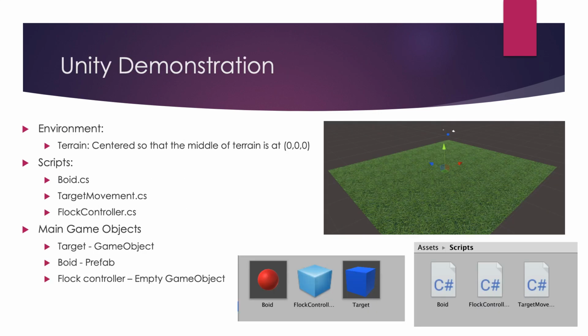Now, for Unity, the environment that I decided to use was a regular terrain. It does need to be centered in the middle for your X, Y, Z. The center of the terrain needs to be at 0, 0, 0. So what do I mean by that? If your width is 100 and your length is 100, you need to position X and Z at negative 50, negative 50, so that you get the center close to 0, 0, 0.